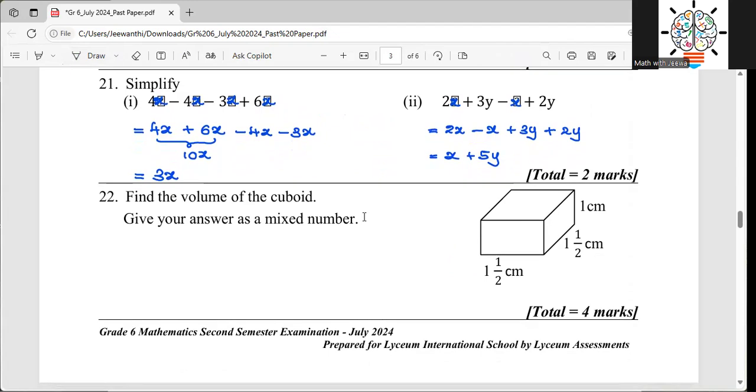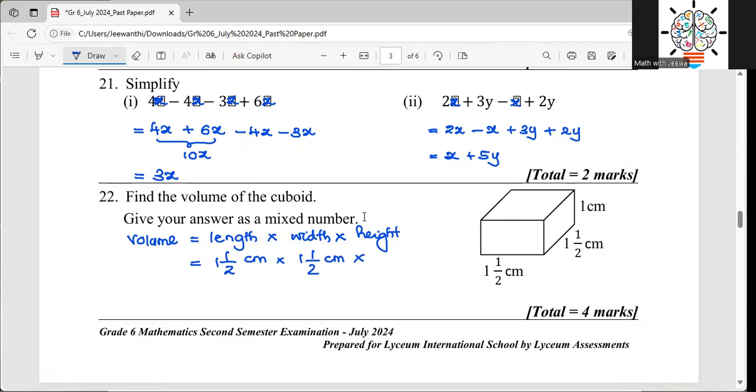Then find the volume of the cuboid. How to find the volume of the cuboid, children? So we will write first the formula. Volume is equal to length into width into height, right? So then the length here, let's say 1.5 centimeters. So width again 1.5 centimeters, then the height is 1 centimeter.